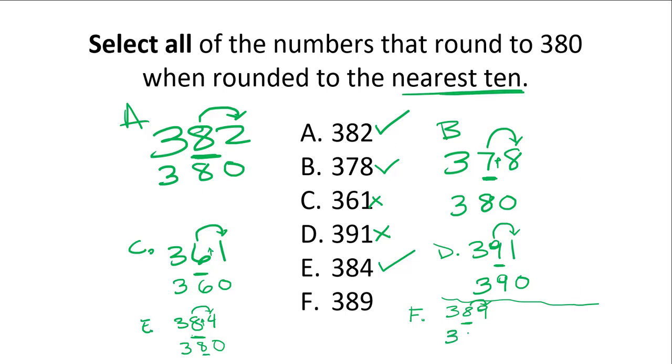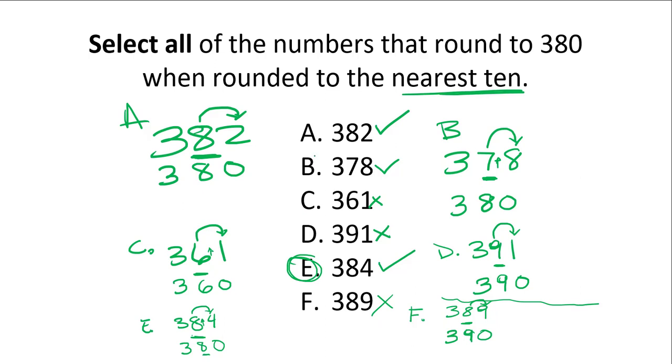The 3 will remain the same. The 8 becomes a 9, increasing by 1. And everything after the underlined digit becomes a 0. All right, so 390 is 389 rounded to the nearest 10, not 380. So that does not work out either.